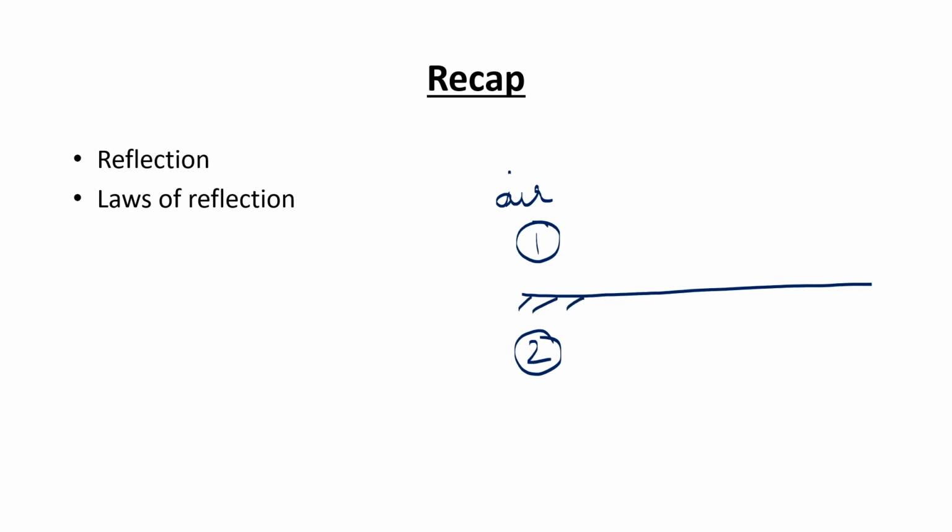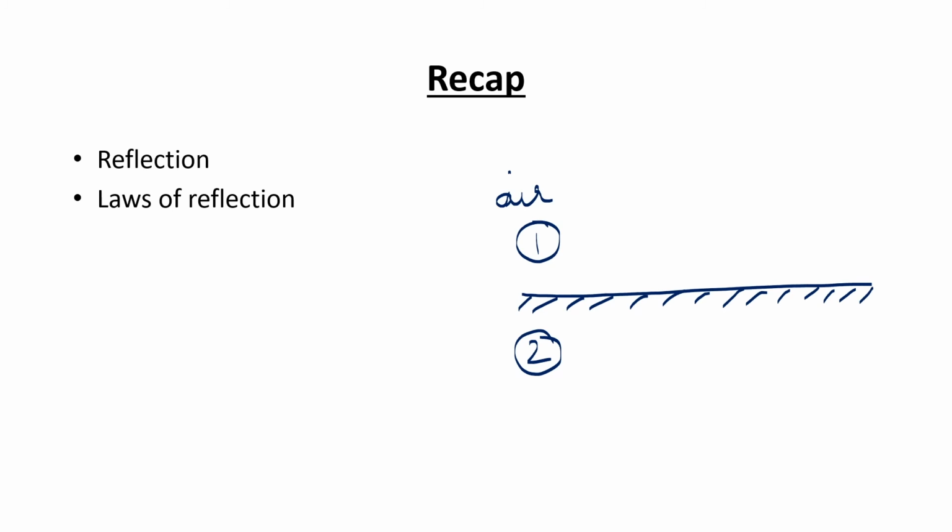In this session, we learned about reflection of light. Reflection of light is nothing but bouncing back of light rays. Say this is medium 1. Medium 1, let it be air. And let this be medium 2. Let medium 2 be a plane mirror.